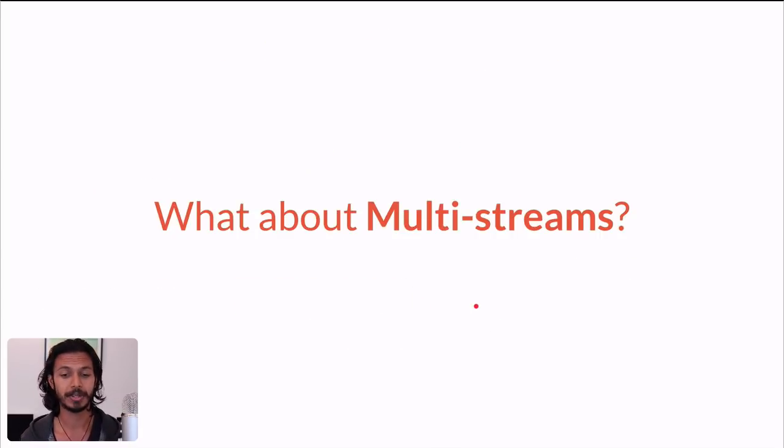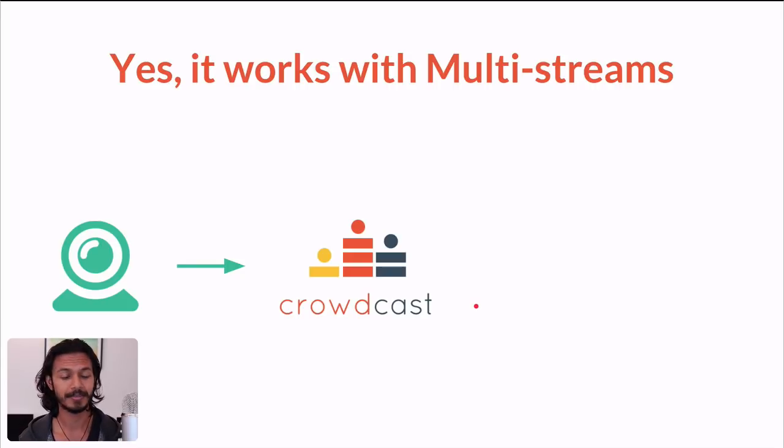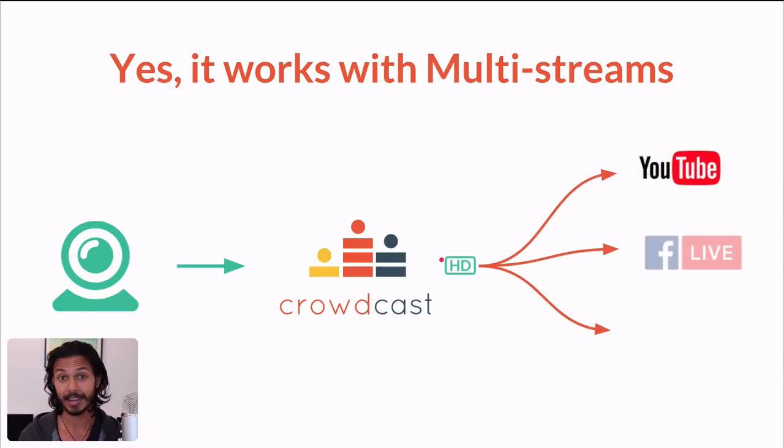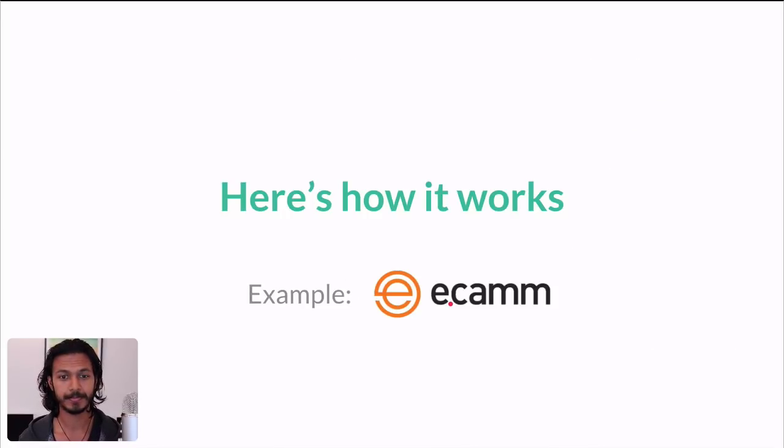Now, what about multi-streams? Well, it just works. As the video streams from your live streaming app into Crowdcast, we take that stream and send it out in HD to places like YouTube and Facebook Live and Periscope and Twitch. So here's an example of how it works. And in this example, I'm going to use Ecamm Live.